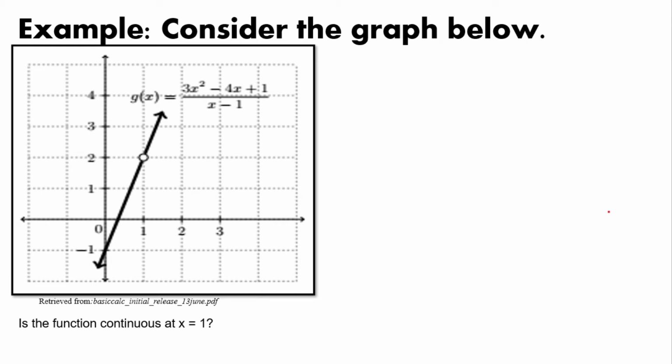Next, consider the graph below. So we have the graph of the function g of x is equal to 3x squared minus 4x plus 1 all over x minus 1. Is the function continuous at x is equal to 1? Okay, by inspection, check natin if there is a corresponding y value for x is equal to 1. Nasaan si x is equal to 1? Dito si x is equal to 1. Project ulit natin pataas.